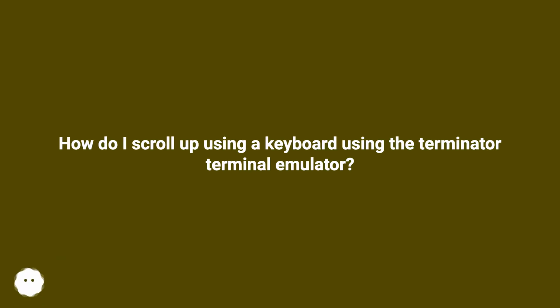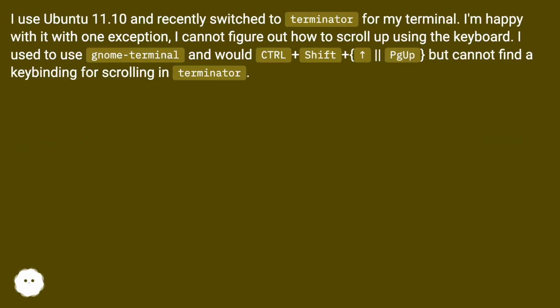How do I scroll up using a keyboard using the Terminator terminal emulator? I use Ubuntu 11.10 and recently switched to Terminator for my terminal. I'm happy with it with one exception: I cannot figure out how to scroll up using the keyboard. I used to use GNOME Terminal and would Ctrl+Shift+G up, but cannot find a key binding for scrolling in Terminator.